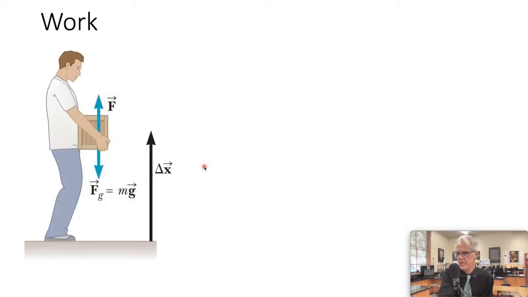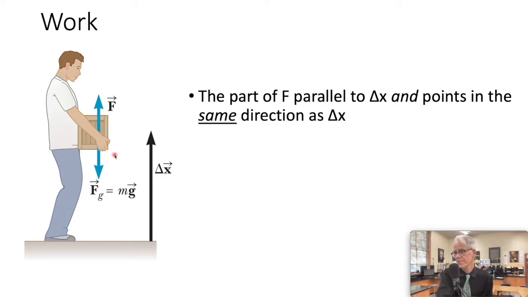Now, work can be either positive or negative, but the positive or negative doesn't tell us about the direction of the work because work is a scalar. Let's say we're lifting a box. The box has two forces on it. We apply a force, and it has the force of gravity, or the weight. If the part of the force F is parallel to our displacement and points in the same direction, the work done by that force is positive.